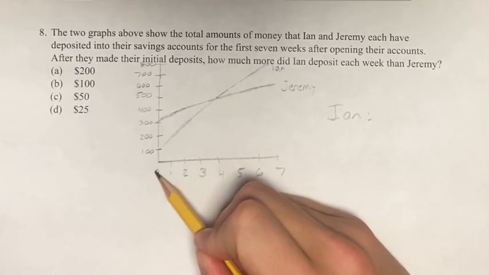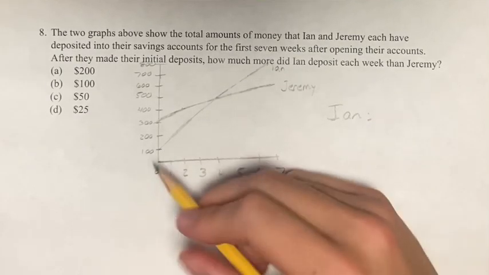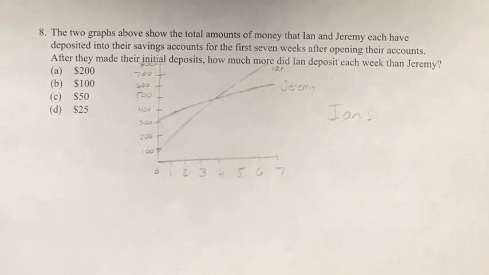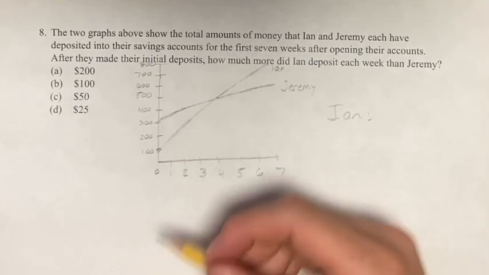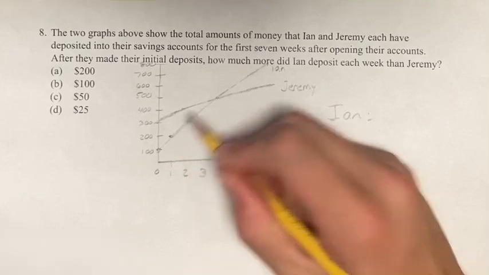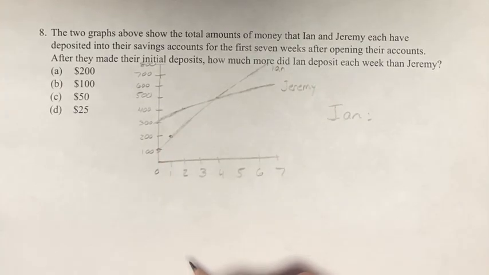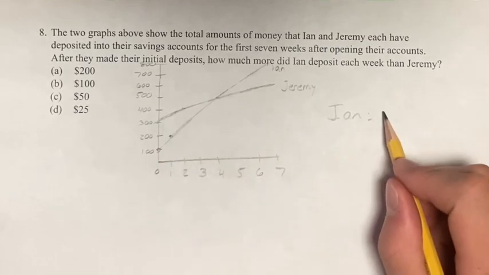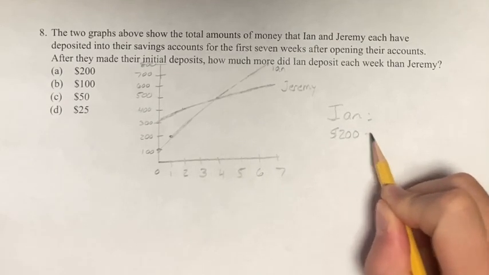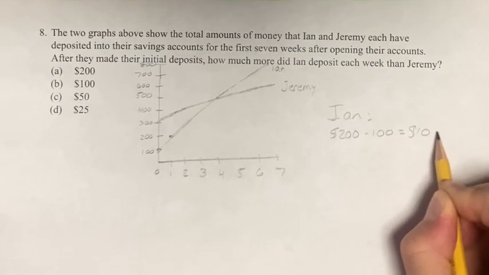So Ian starts at week 0, which is the beginning when they're initially depositing the money, at $100. And then the next week, 1 week later, he's at $200. So in that 1 week, he deposited $100. 200 minus 100 is $100.